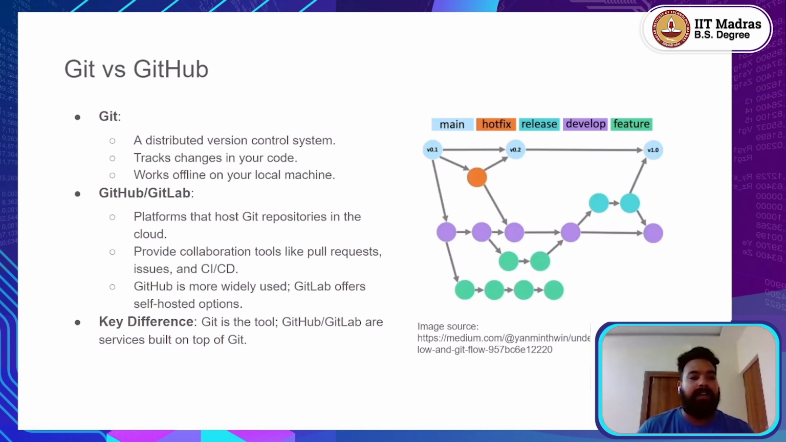GitHub, on the other hand, is a platform that hosts your Git repositories in the cloud. GitHub and also GitLab add collaboration features on top of Git, such as pull requests, issue tracking, continuous integration, and deployment tools. Think of it this way. Git is a tool you use on your machine, and GitHub or GitLab are the places where you share your work with others and collaborate as a team. GitHub is widely used across the industry, while GitLab is also popular, especially when teams prefer self-hosted solutions.